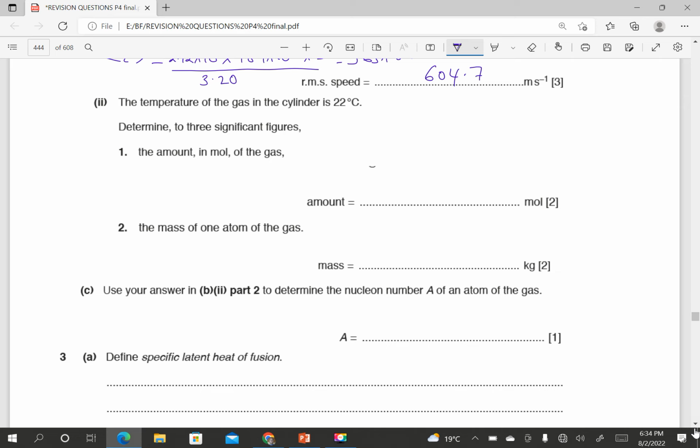The temperature of the gas in the cylinder is 22 degrees Celsius. Determine to three significant figures the amount in mole of the gas. Amount in mole, that is number of moles, is equal to PV divided by RT. So P is 2.12 times 10 power 7. The volume is 1.84 times 10 power negative 2. R is 8.31. Temperature is, they gave us 22 degrees Celsius. I think that is 295 Kelvin. Press the calculator. Okay, my calculator is giving me approximately 159 to three significant figures as required. 159 moles.